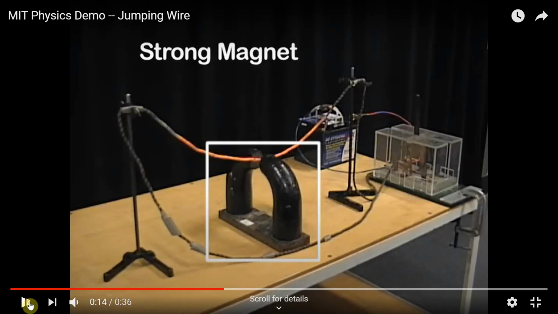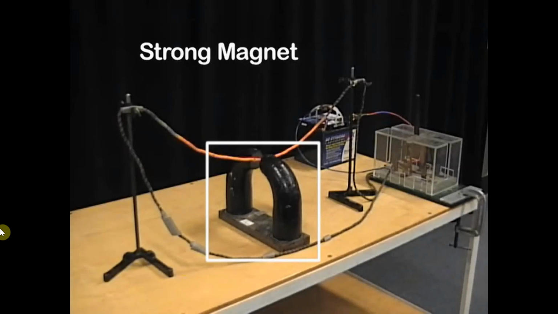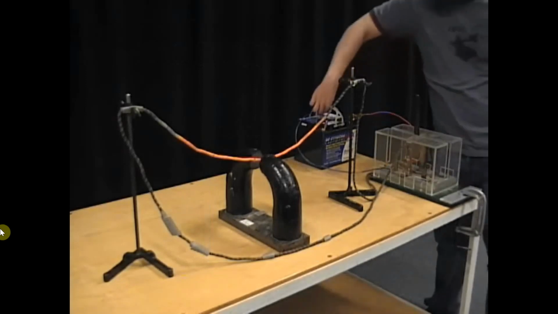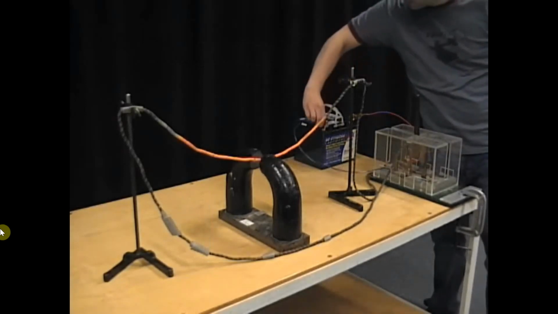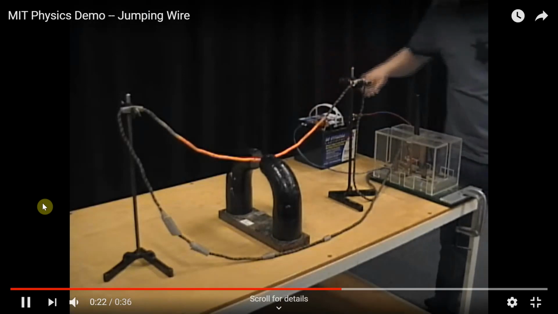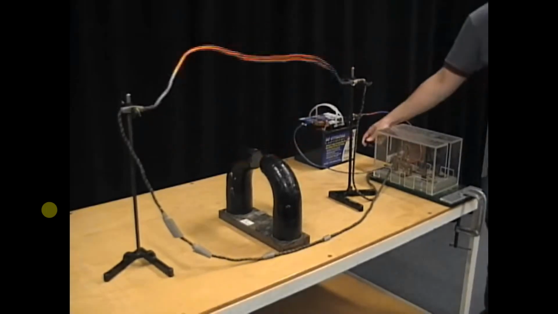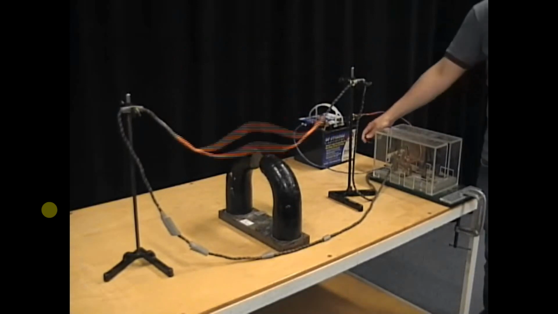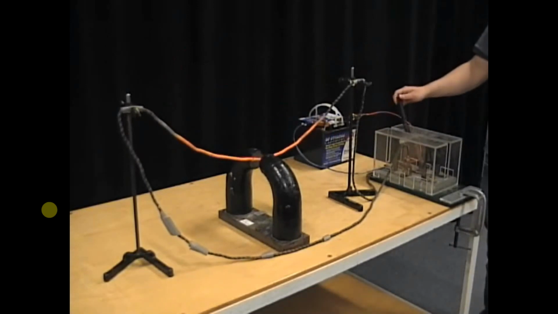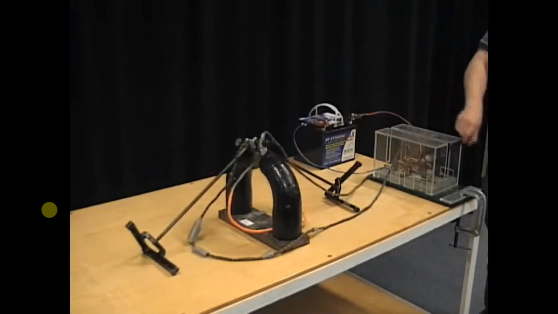And so by the force going upwards on the wire, and when you turn the other way, now it'll apply a downward force on the wire.